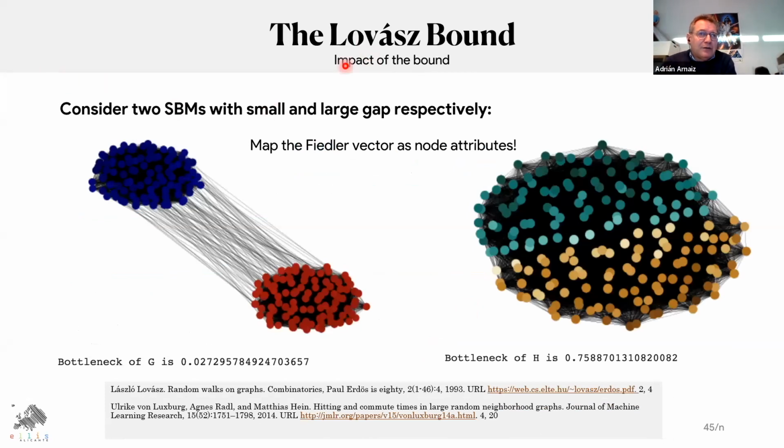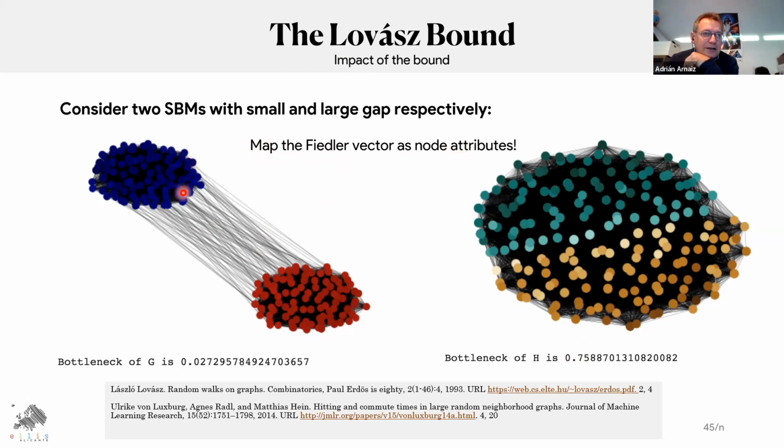What is the impact of the lower bound? This is important when you have a network, to investigate what is the bottleneck of the network, or of the kind of networks you have at hand. Because it's not the same having an SBM, a stochastic block model, which is a couple of communities, with a small gap, 0.02, or having a bottleneck one order of magnitude larger. This is virtually the same class of graph, having a 0.75 quantity, which is quite relevant. The colors are because we map the Fiedler vector as node attributes.